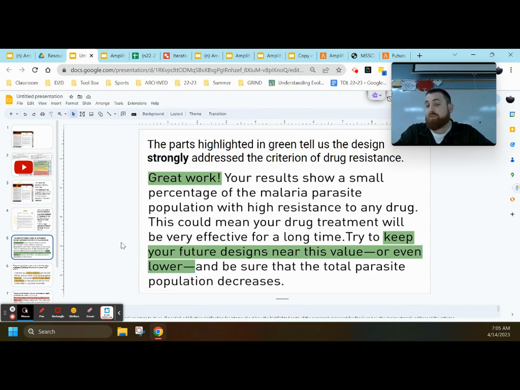If you notice, he's just giving you general feedback. He's not telling you that you did a good job on your trade-offs. He's not telling you what drug dose or how many days to use. He's just letting you know that you're in a really good spot for your drug resistance.